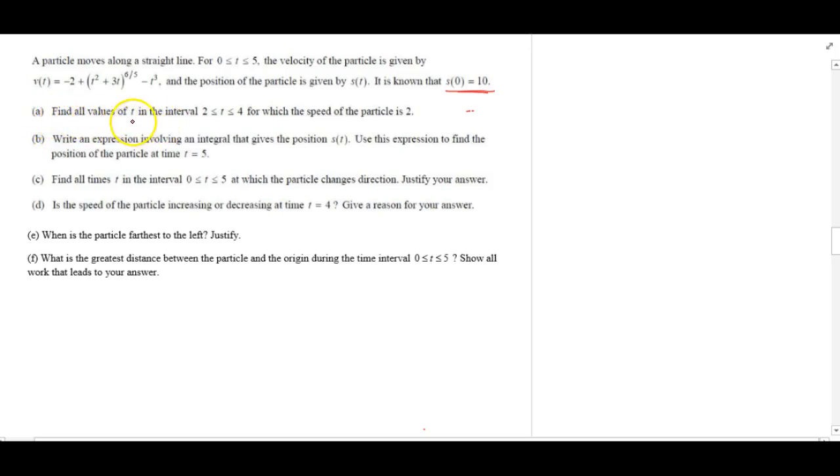So let's go ahead and see what the question is asking us to find. First, find all values of t in the interval from 2 to 4 for which the speed of the particle is 2. So this is actually a review question. The relationship between speed and velocity is that speed is the absolute value of velocity. So what we need to do is set up an equation that involves the absolute value of velocity. So this is like saying speed, and I want to know when does this equal 2. So at what times is the speed of the particle 2? Well, that's whenever the absolute value of v of t equals 2.